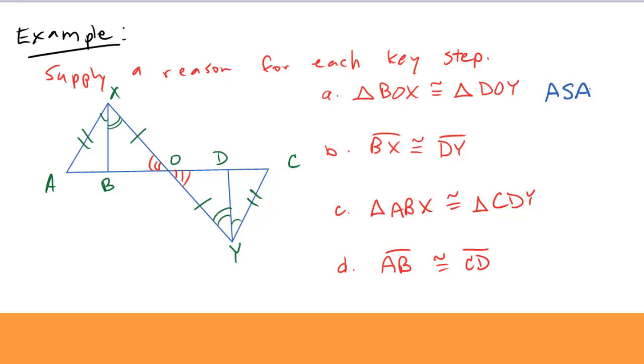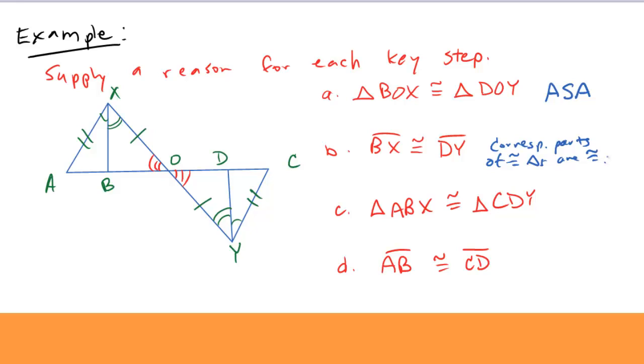The next key step, if we were writing this out of the proof, so not necessarily a minor step, but a key step, is to show that BX is congruent to DY. That comes straight from these corresponding parts of congruent triangles. So the reason would be corresponding parts of congruent triangles are congruent.